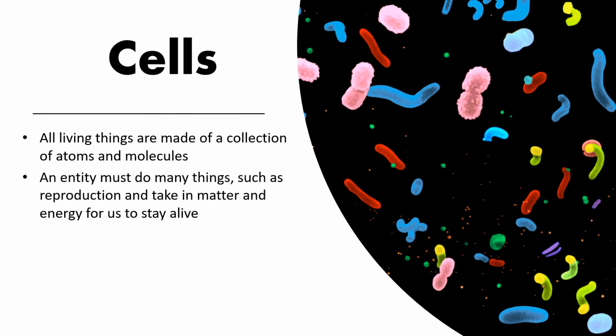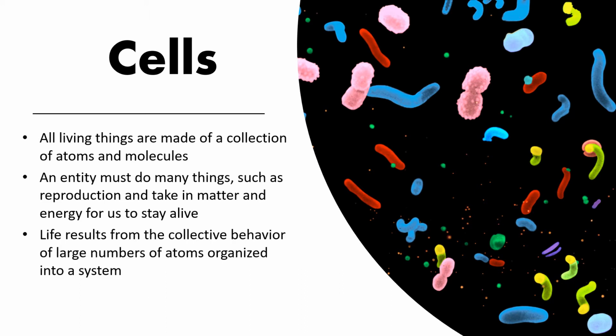Okay? In order for something to be considered living, it's going to have to do a couple things. It's going to have to reproduce, it's going to have to take in matter, and it's going to have to use energy to stay alive. And life is going to result from the collective behavior of all of these different atoms organized into a system. We've talked about this previously, if you remember back to the very first lecture, where we talked about emergent properties. So if you take atoms and arrange them in a very specific way, they can have this emergent property, which is life.